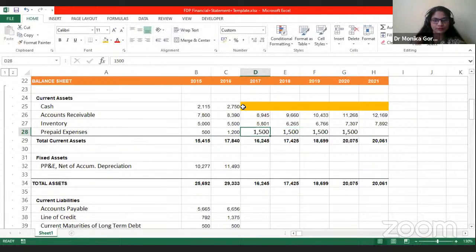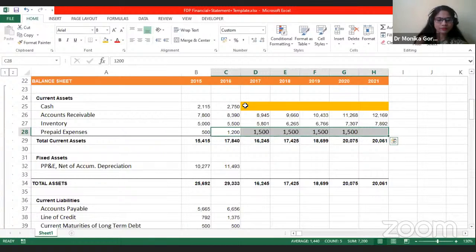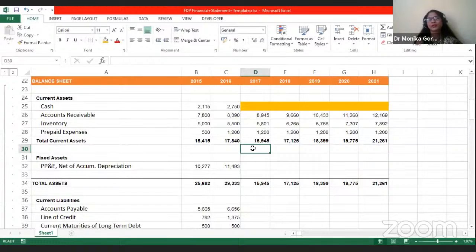Let's drag this. Instead of 1500 we can take 1200 also. Prepaid expenses are constant 1200, that we can also do. So the assumption: suppose person A assumes 1500, person B assumes 1200. The financial statement is going to differ as per the assumption made by an individual person. So building your financial model and forecasting completely depends on your assumptions and the numbers which you have considered.